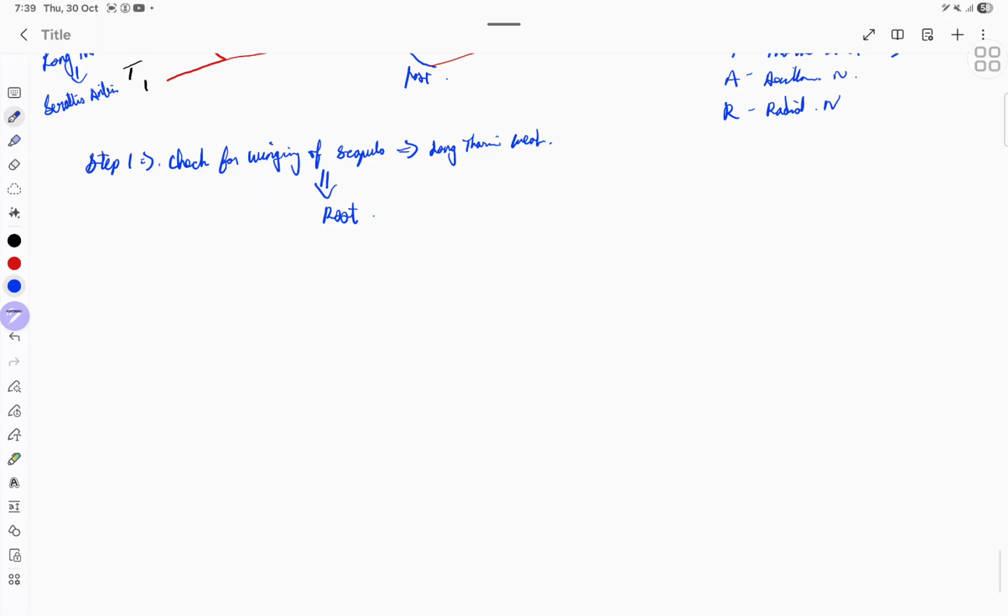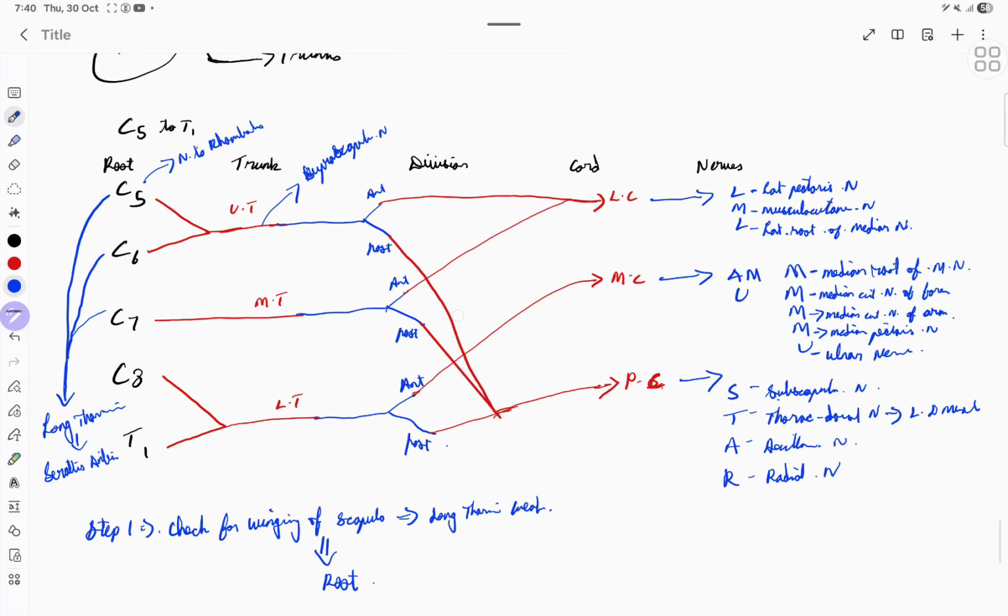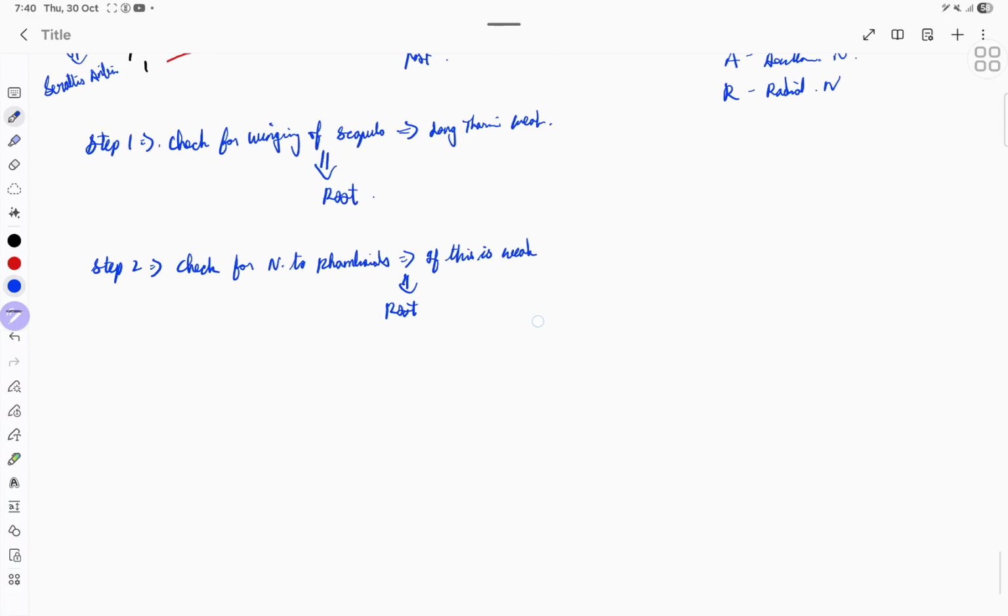Secondly, step 2 is we will check for the nerve to rhomboids. If this is weak, then we will place the lesion at the root, since the nerve to rhomboids also arises from the C5 root.